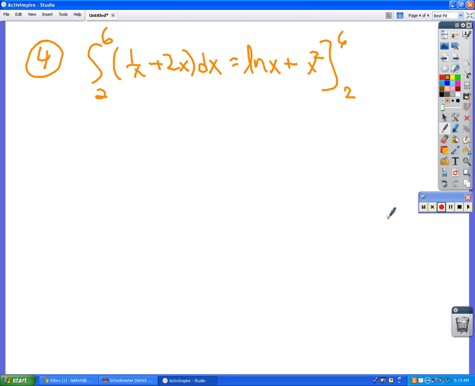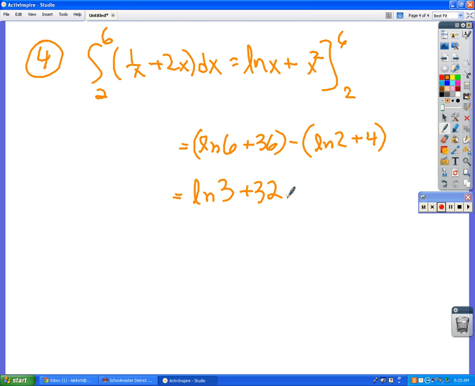Okay, plug 6 in. That gives me natural log of 6 plus 36, minus, plug 2 in, natural log of 2 plus 4. That's the natural log of 6 minus the natural log of 2, which is the natural log of 3. You divide when you're subtracting. Yeah, that's right.